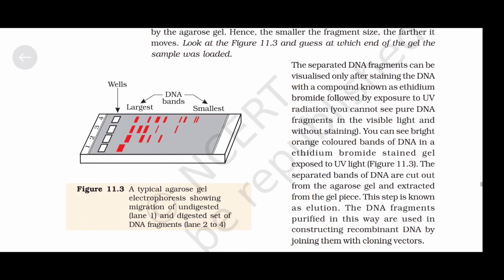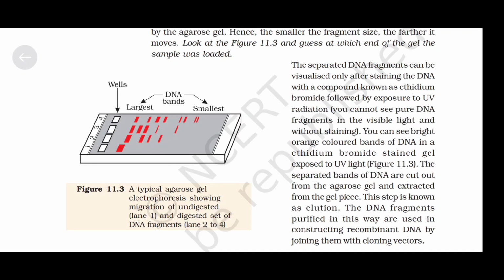The separated DNA fragments can be visualized only after staining the DNA with a compound known as ethidium bromide, followed by exposure to UV radiation. You cannot see pure DNA fragments in visible light and without staining. You can see bright orange color bands of the DNA in ethidium bromide stained gel exposed to UV light.